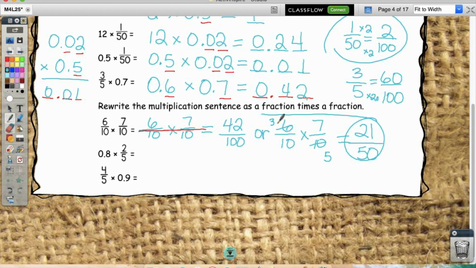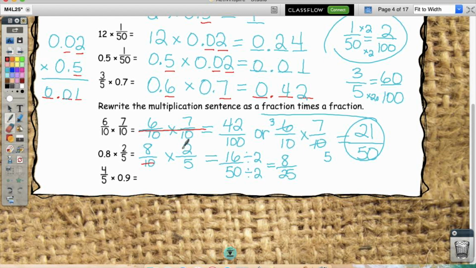Fraction times a fraction. So, how do I write 8/10 as a fraction? 8 over 10 times 2 over 5. Okay, so that's going to give me what? 16/50ths, which I need to simplify. So what am I going to do? Divide by 2. What's 16 divided by 2? 8. And 50 divided by 2? 25. Okay, let's see if that's what we would have got if we would have simplified ahead of time.